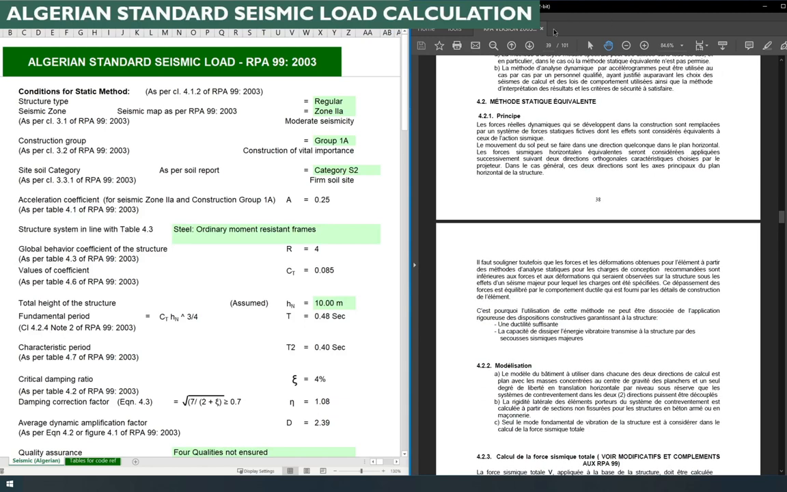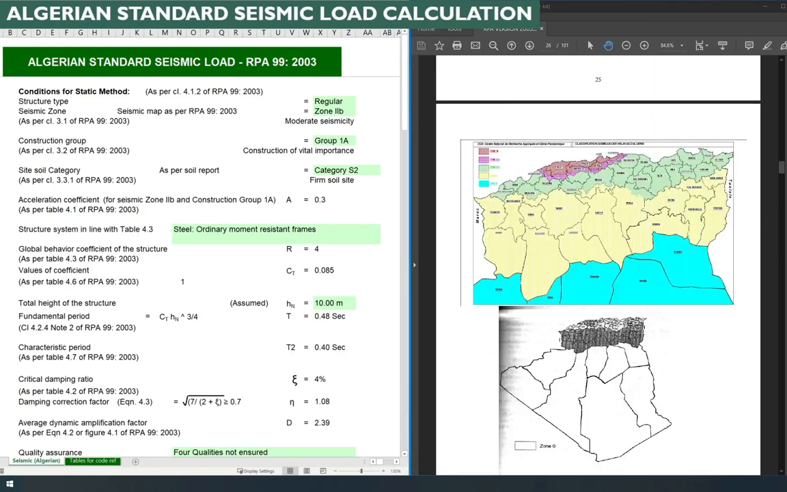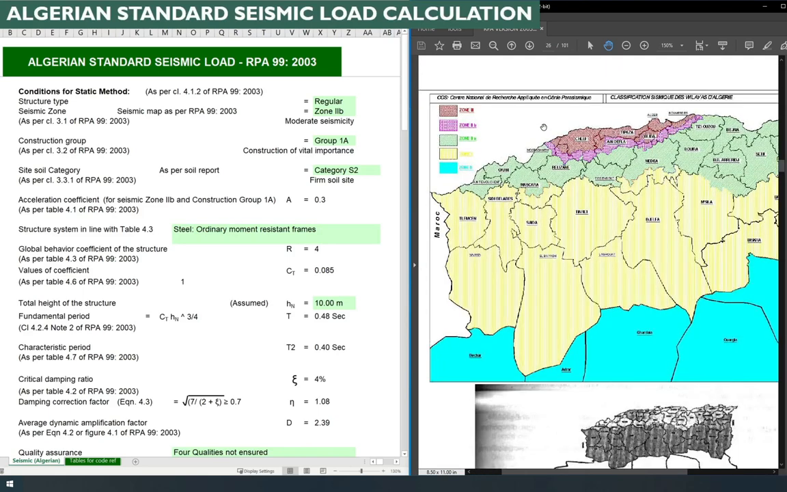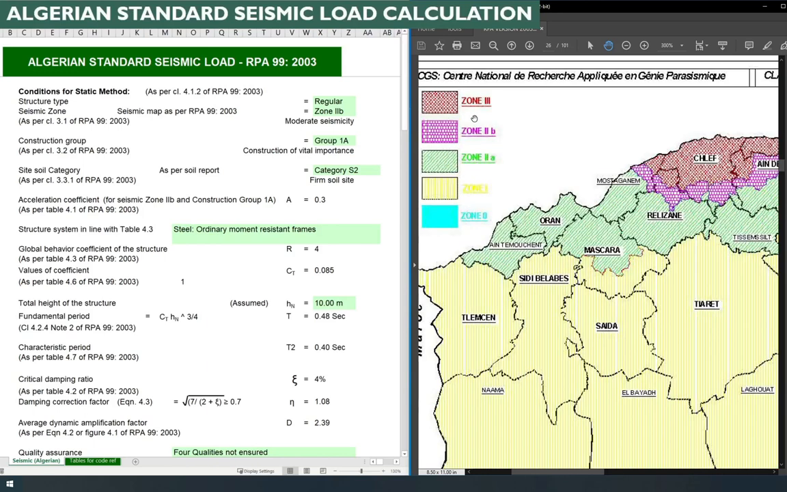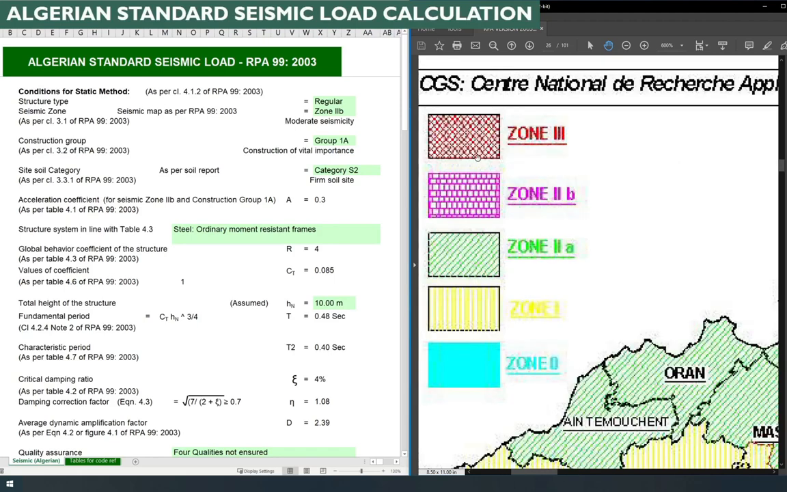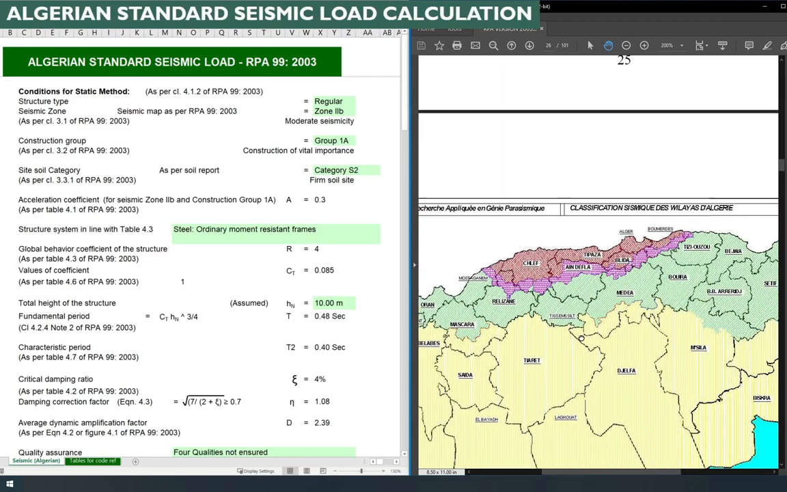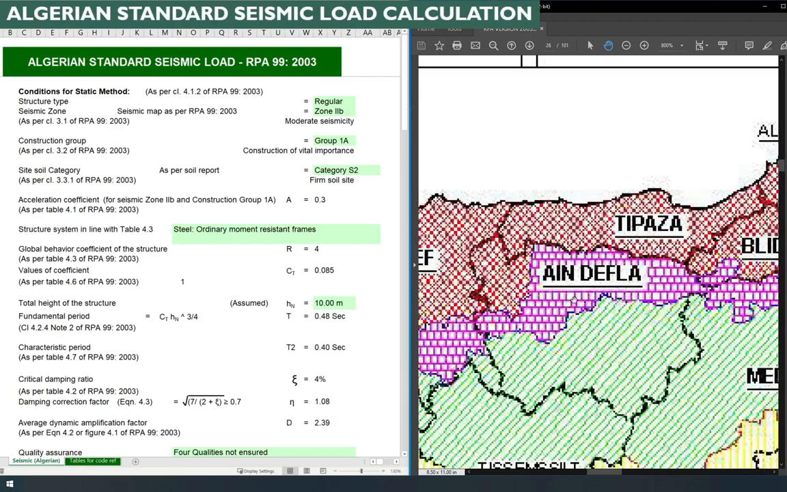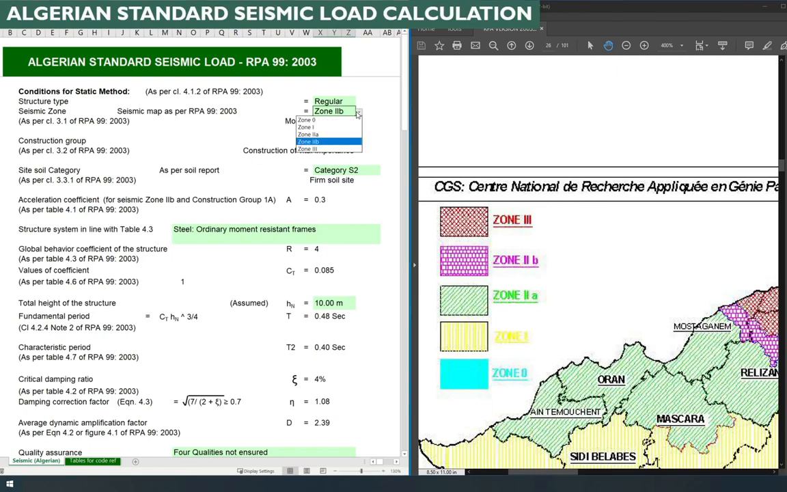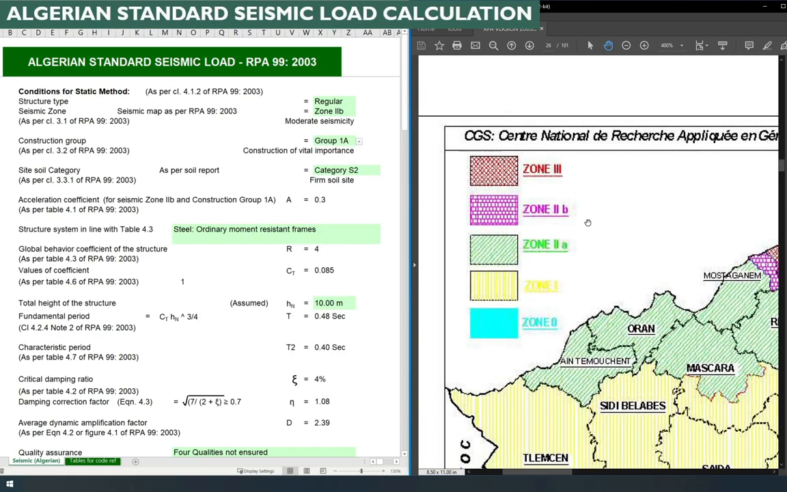For that, page number 26 is to be referred. You can see on the right hand side the seismic map which is provided in the seismic code RPA 99. On the left hand side you can see the color indication which states the seismic zones 3, 2B, 2A, 1 and 0. For our calculation purpose I am considering the project location as Eindhovla, where our seismic zone is 1B, which is already selected.